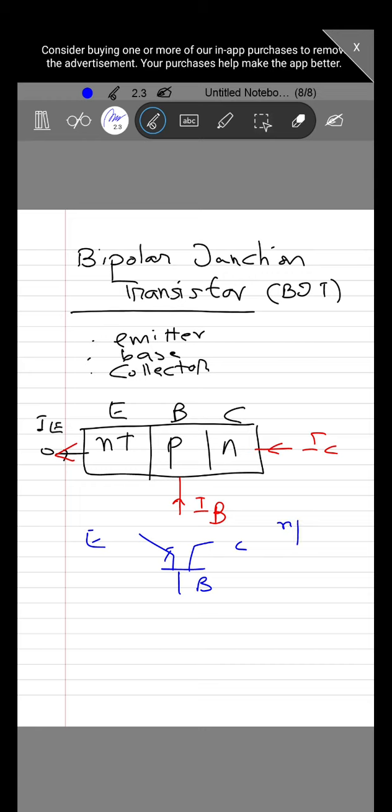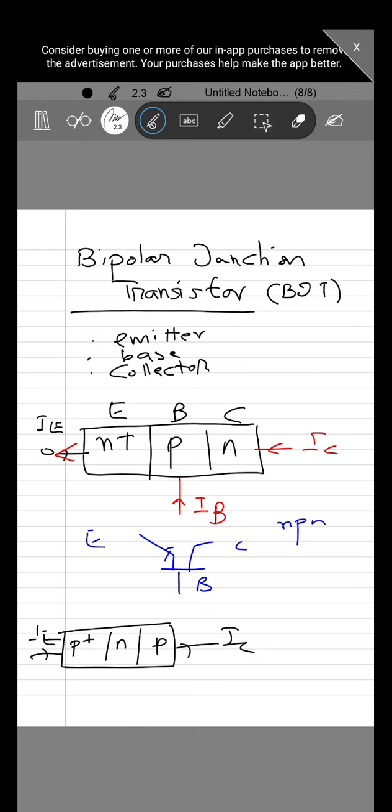So this is an NPN BJT, and had it been the opposite, the PNP transistor, with a highly doped P emitter, N base, and P collector, then the emitter current IE would have been going inside, the collector current would have come out, and the base current would have gone outside. So this is a PNP transistor, and its symbol would have looked like this, with the emitter current going inside: emitter, base and collector.